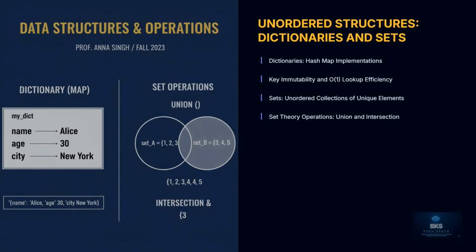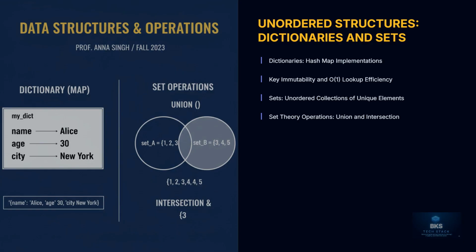Moving to unordered structures, the dictionary, or dict, is perhaps the most important data structure in Python. It is a hash map that stores key-value pairs. The architectural requirement for a dictionary key is that it must be hashable, meaning it must be immutable, like a string or a tuple. This allows for O(1) average time complexity for lookups, making dictionaries incredibly efficient for large-scale data indexing. We can view keys and values independently, or modify them using the update method.